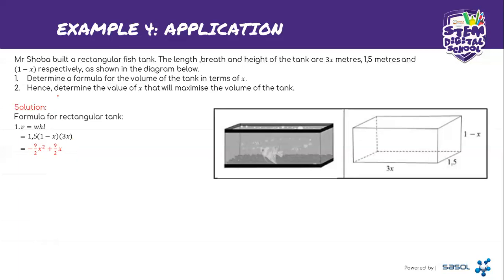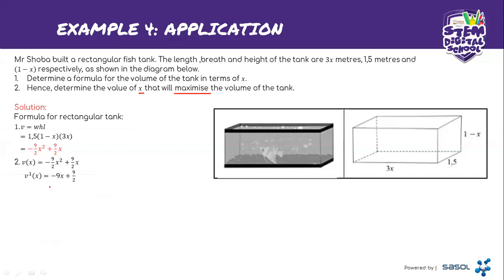Number 2, it says, hence determine the value of x that will maximize the volume. Remember, when you come across the words maxima or minima, then you must know that you have to apply the derivative, right? Then you're going to write volume of x, which is V of x, equals this, because we are going to be deriving with respect to x. Then we just apply the rules of differentiation, and therefore this is what we are going to get, which is negative 9x plus 9 over 2.